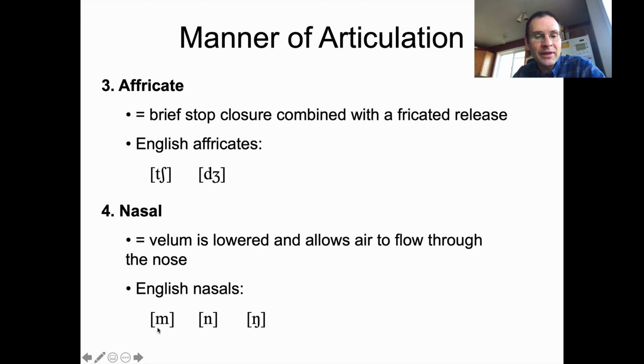The M is a bilabial stop. The N is an alveolar stop. The engma is a velar stop. But air can still flow through your nose as you make them. So it's not like this flow of air stopped completely as you make these consonants. They're nasals, and it's only in your mouth that they're stops.